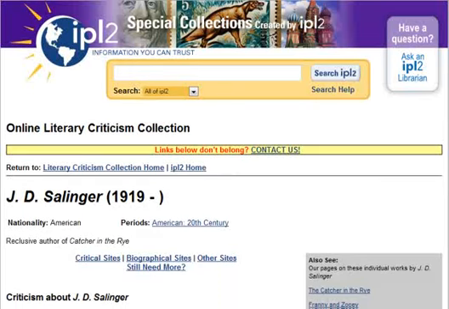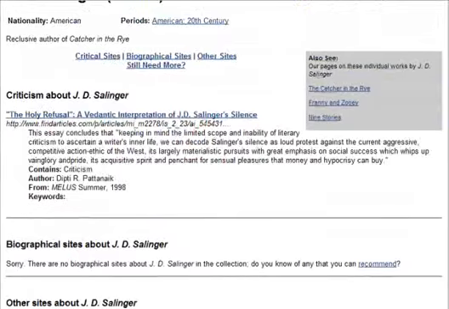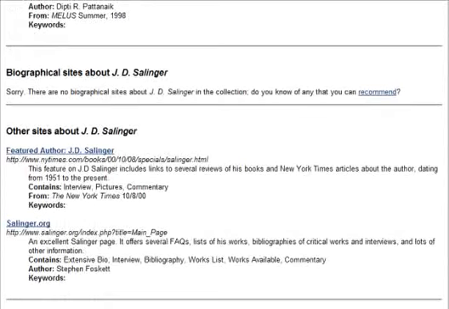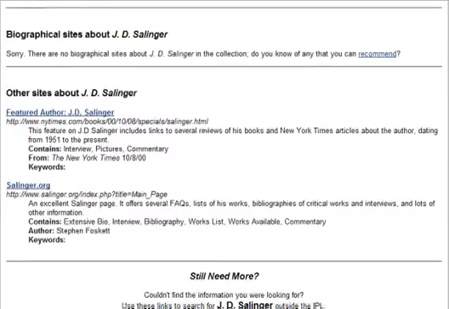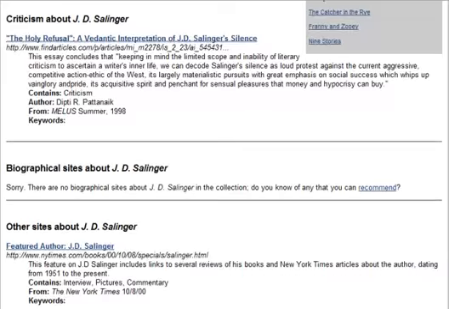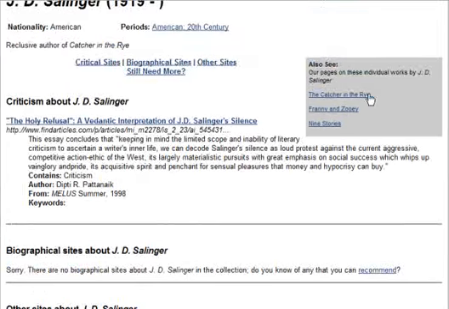Now, as you see, we have a couple of different things here. We have a section that would be criticism on the author, and a section on biographical sites on the author, as well as what we would call miscellaneous resources. And hopefully one of those will have the kind of thing that you're looking for. And now, as you see over here, once you've gotten to the author's page, there are also links to the web pages for their various works.